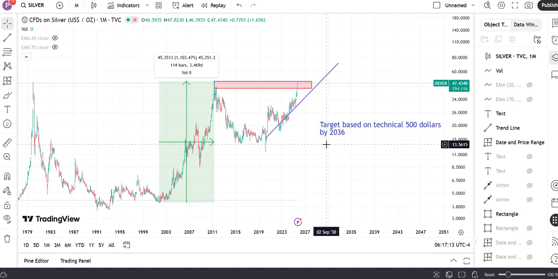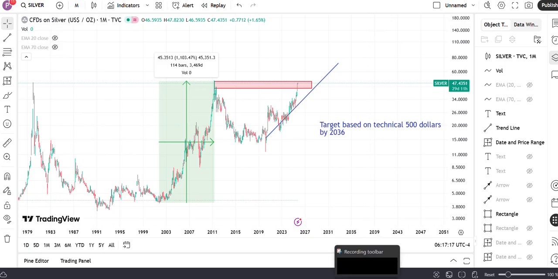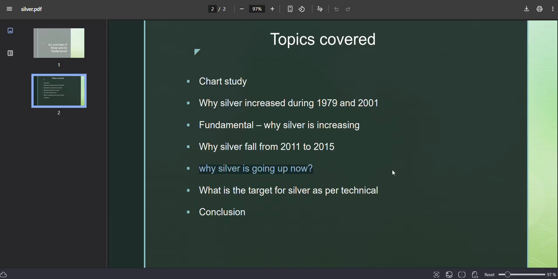So that's all for today from the silver point of view. I now want to conclude. The conclusion I have given, and our perspective also given.